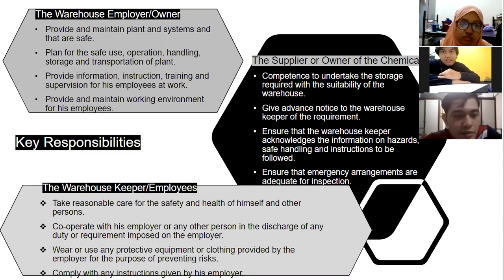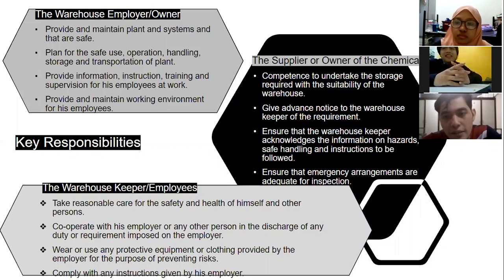The key responsibilities are divided into the warehouse owner, the warehouse keeper, and the supplier. So the warehouse employer or the owner needs to provide and maintain plant systems that are safe, and also plan the safe use, operation, handling and transportation of the plant. They need to provide information, instructions, training, and supervision for employees at work, and provide and maintain the working environment for employees.